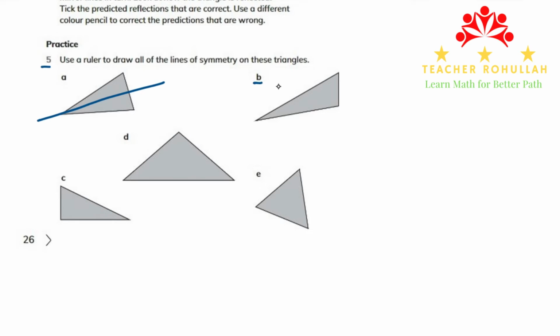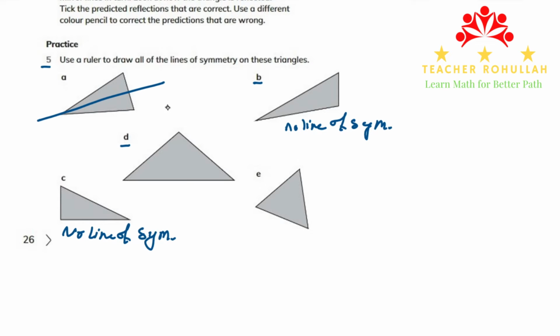Triangle B is a scalene triangle, so this one does not have any line of symmetry. So no line of symmetry. Triangle C is also a scalene triangle, so it does not have any line of symmetry. Also, no line of symmetry.